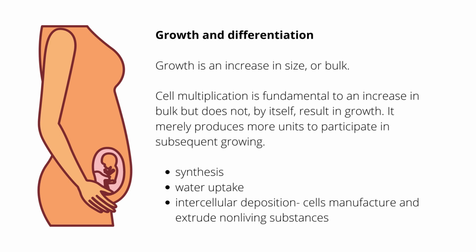Let's go to the growth and differentiation. Growth is an increase in size or bulk. Cell multiplication is fundamental to an increase in bulk, but does not by itself result in growth. It merely produces more units to participate in subsequent growing. Growth is accomplished in several ways. Most important is synthesis, by which new living matter, cytoplasm, is created from available foodstuffs.